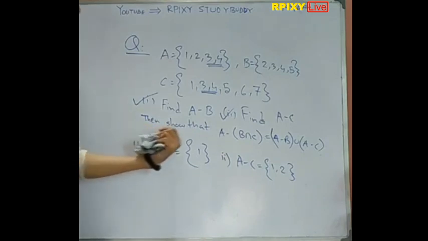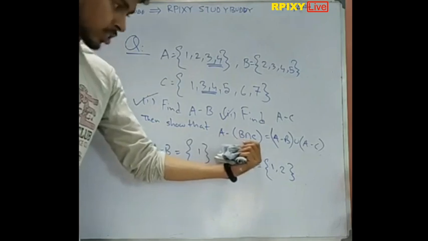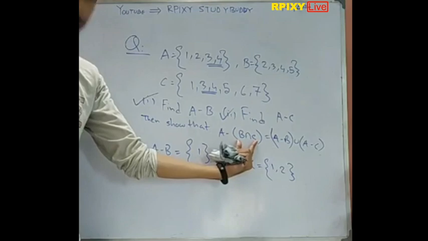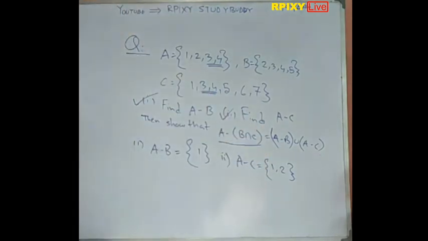Then what is in the question? Then show that A minus B intersection C. So to find this, you have to find B intersection C first. So we are going to find out this part.